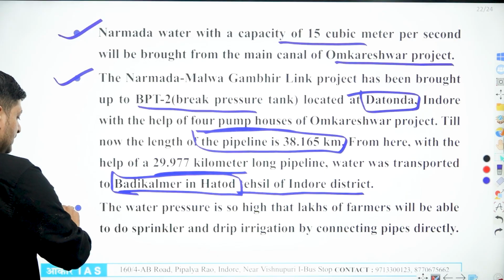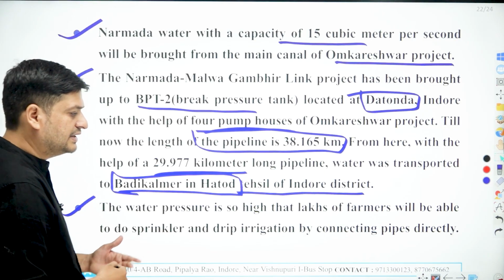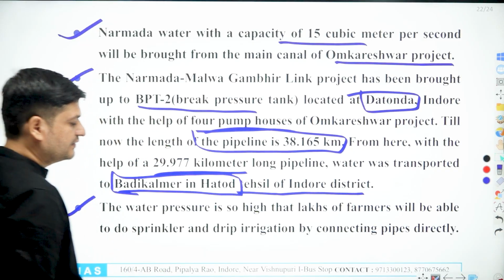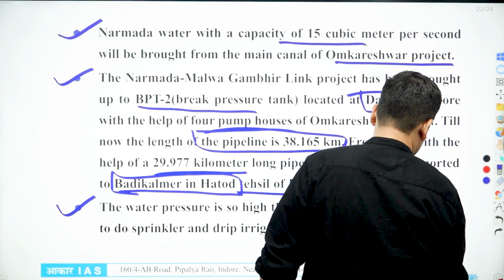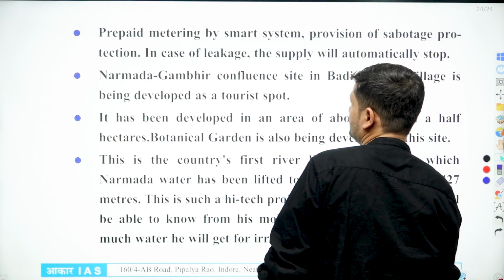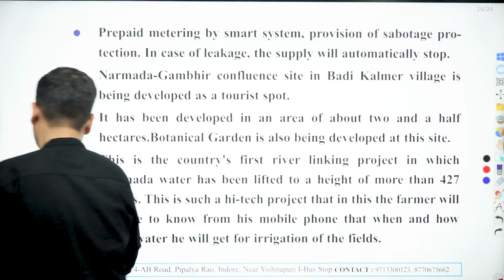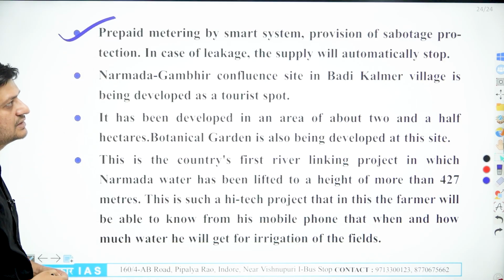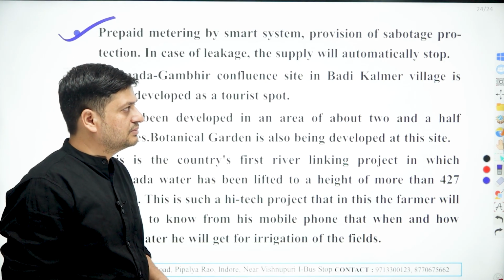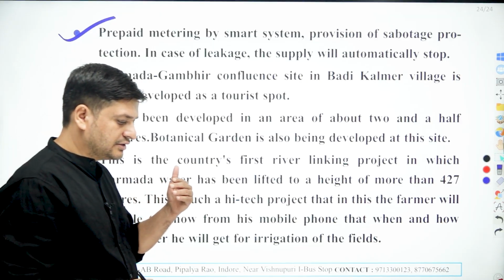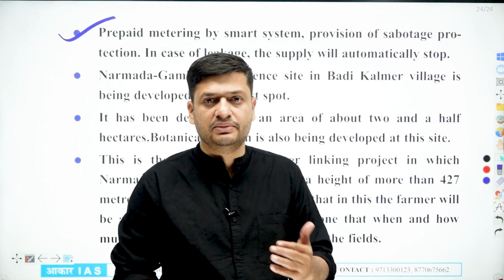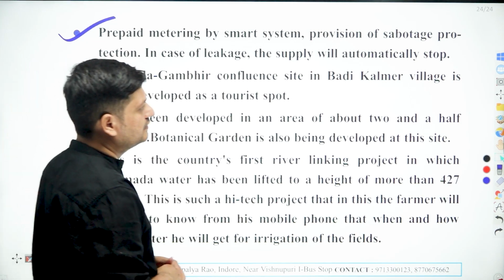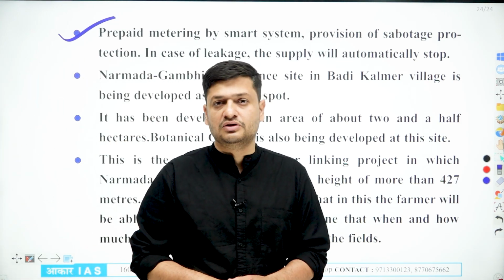If we move further, it will provide the irrigation facility. We have read this point. Next we can see that it was also having some smart metering system, which can automatically supply or stop water on its own. And in case of leakage, the water can be stopped on its own.